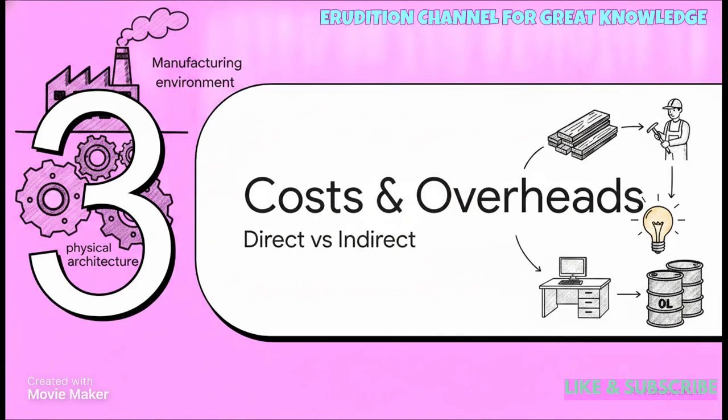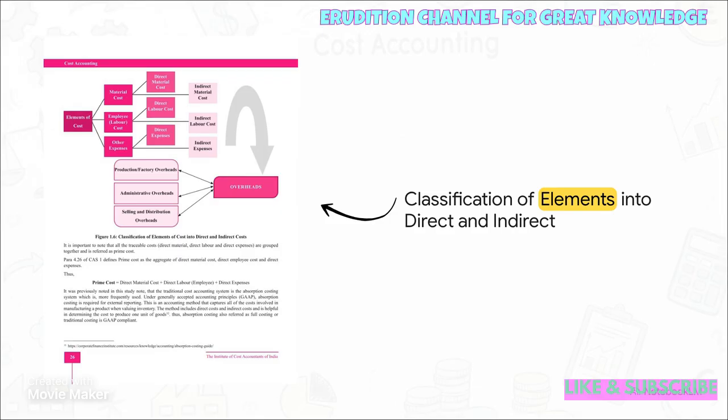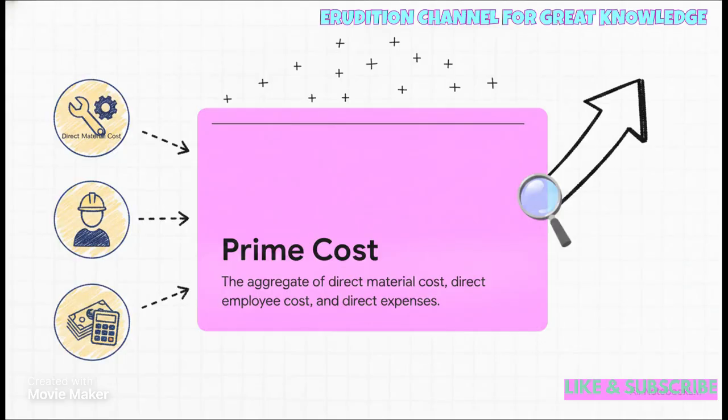Which brings us perfectly to Part 3, direct costs and overheads. It's fascinating how the basic elements of cost, materials, labor, and expenses, split so perfectly into two camps, traceable direct costs and those really tricky indirect overheads. Direct material, direct labor, and direct expenses can be traced straight to the product itself, but indirect materials, indirect labor, and indirect expenses, those all pool together to form your production, administrative, and selling overheads, and those require some very careful allocation.